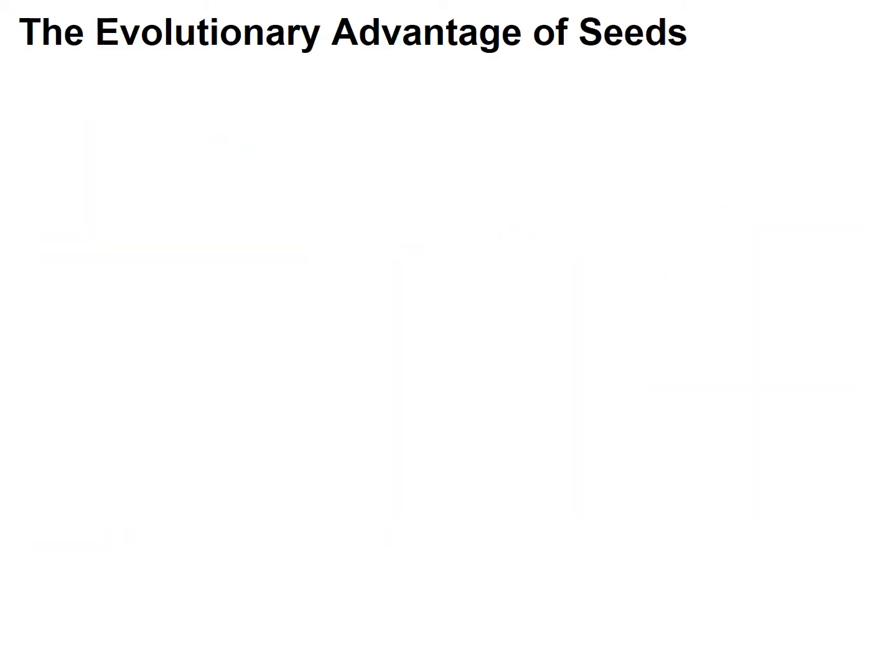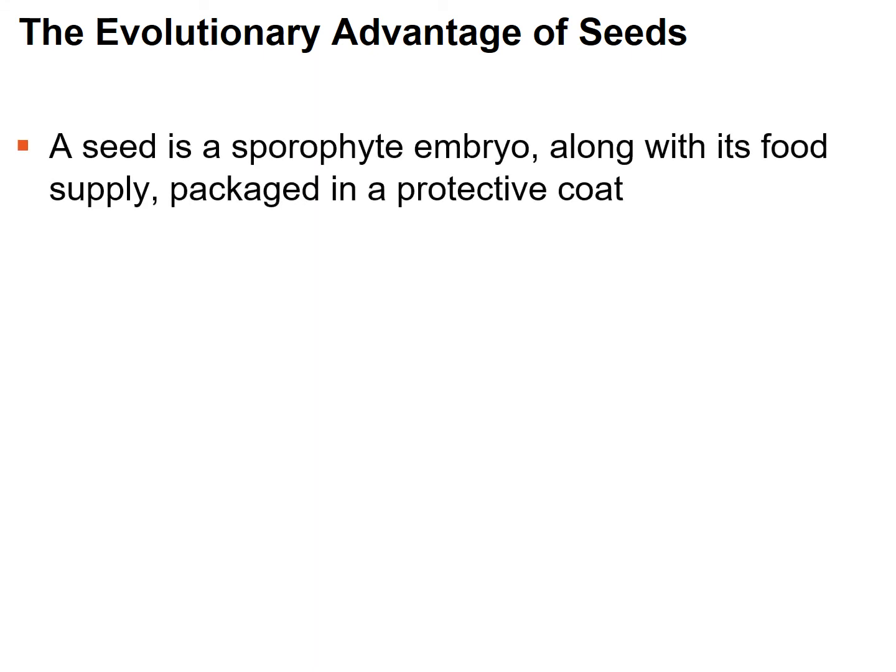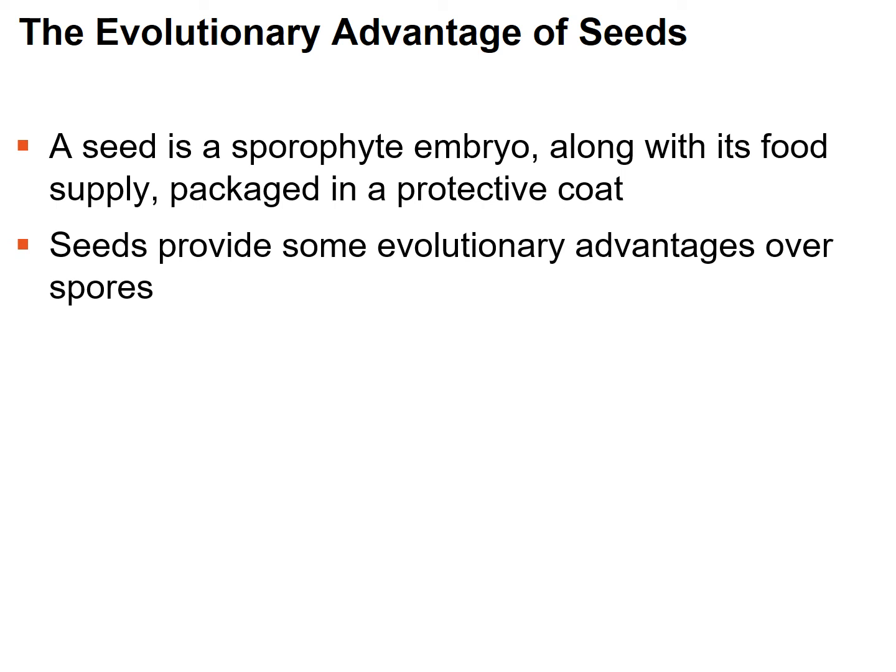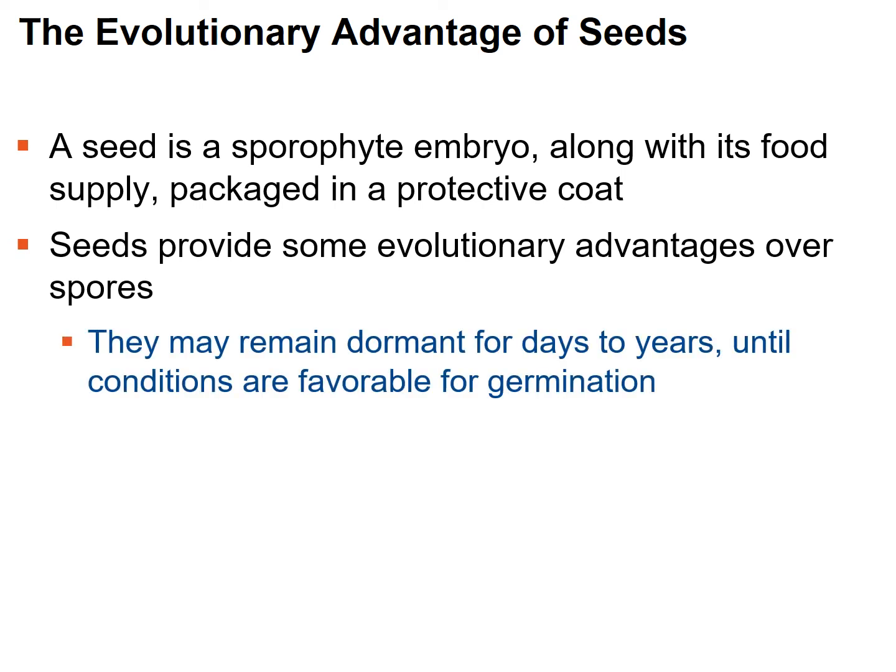Once the seed develops, it provides an advantage. So the seed again is the embryo of the sporophyte, and it contains its food, and then of course it's all protected by that protective coat. Now the advantages of the seeds over spores, as opposed to the previous plants that we talked about, are that they can remain dormant for a very long period of time, from days to years, until the conditions on Earth are favorable for them to germinate.